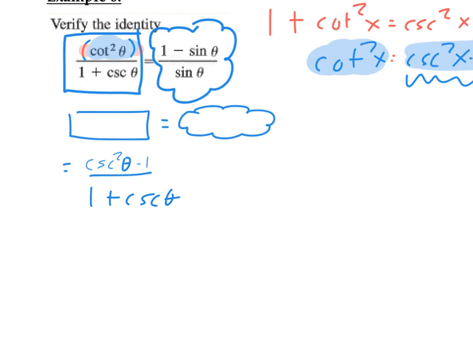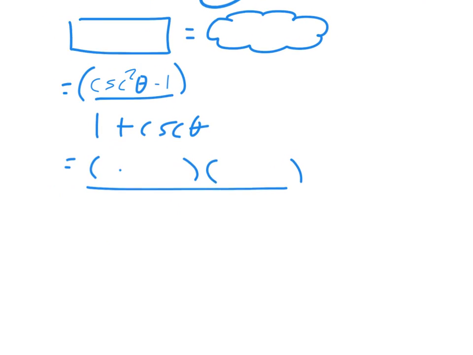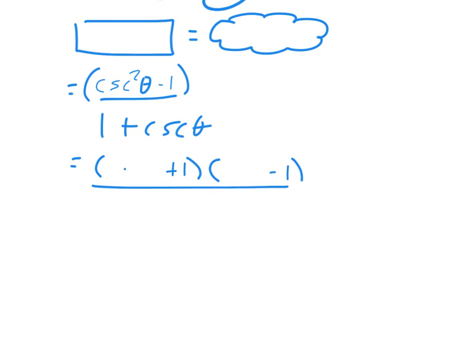Okay. Now, what hopefully you're seeing is you have a square minus a 1, and that's the difference of squares. So we can factor that into a something plus 1 and a something minus 1, and the something is cosecant theta. And that's just my numerator, and my denominator, I have a 1 plus cosecant theta, or can I also write that as a cosecant theta plus 1? Isn't 1 plus 2 the same as 2 plus 1? It sure is. So why did I do that?